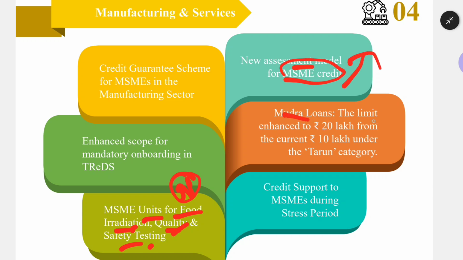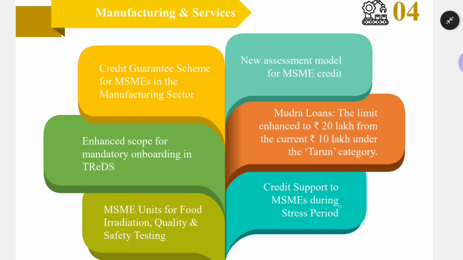Mudra loans, we have already seen the limit enhanced to 20 lakh from the current 10 lakh. Very important under the Tarun category. As you know, under Mudra Rin, three types of categories are there: Bal, Kishore, Tarun. In the Tarun category you will get more than 20 lakh rupees of loan. It was previously 10 lakh rupees of loan.